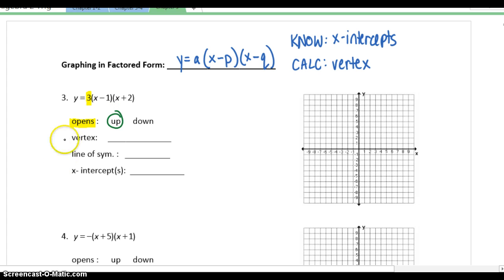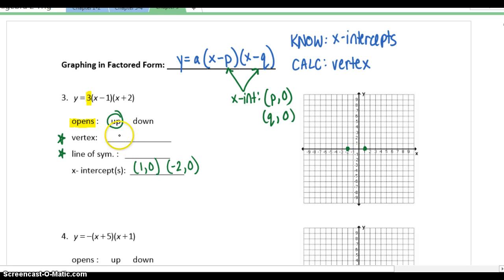I don't know my vertex, and that means I also don't know my line of symmetry, so I'm going to save those for the calculator. But my x-intercepts I do know. These 2 numbers right here, our p and our q, those are our x-intercepts. p, 0, and q, 0. Notice how it's minus, that means it's the opposite. So here I've got a -1, so that's going to give me the x-intercept +1, 0, and +2 is going to give me the x-intercept -2, 0. So I can at least plot those.